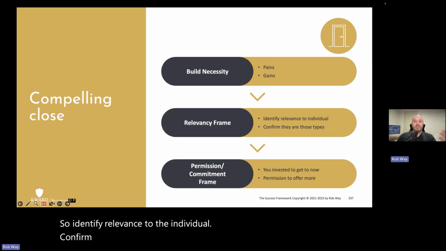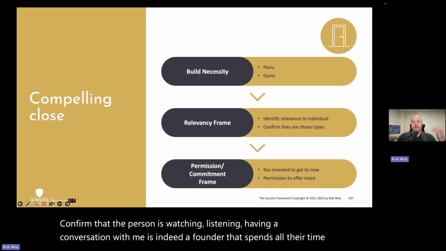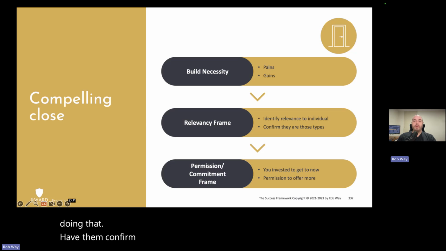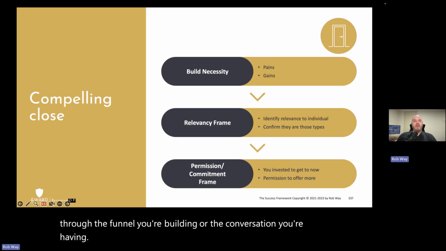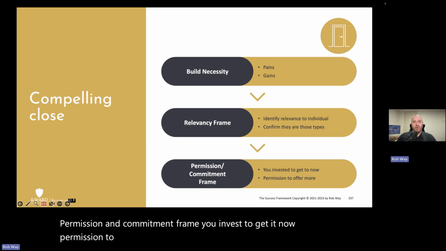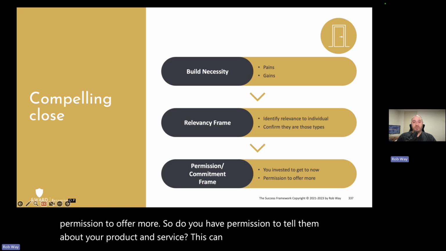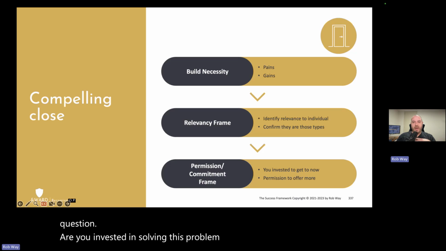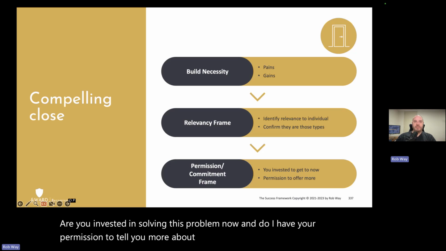So identify relevance to the individual. Confirm that the person watching, listening, or having a conversation with me is indeed a founder that spends all their time doing that. Have them confirm that that's the type of person they are, either through the funnel you're building or the conversation you're having. Permission and commitment frame: you invest to get it now. Permission to offer more. So do you have permission to tell them about your product and service? This can be as simple as a literal question. Are you invested in solving this problem now? And do I have your permission to tell you more about it? Super simple.